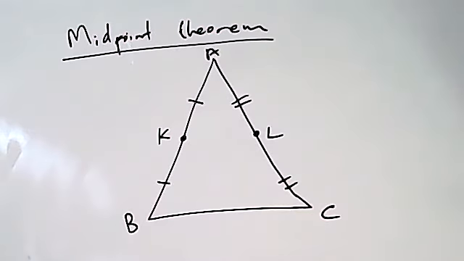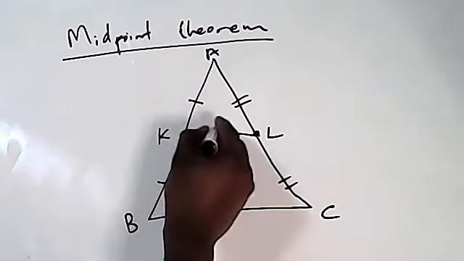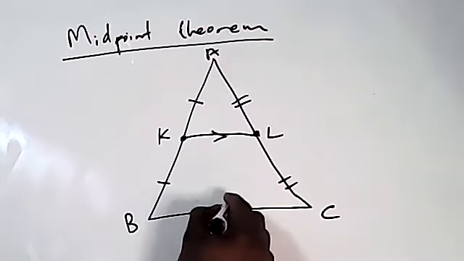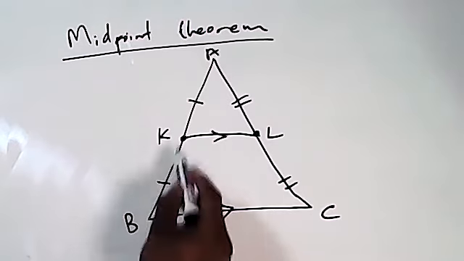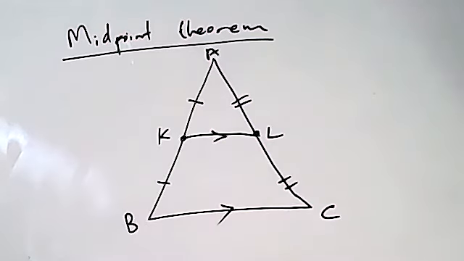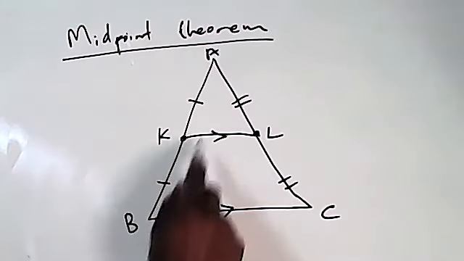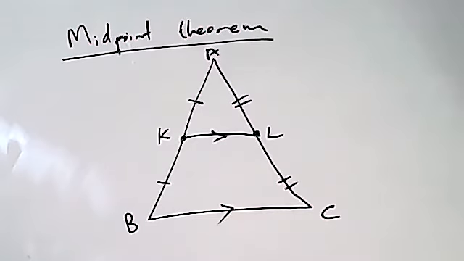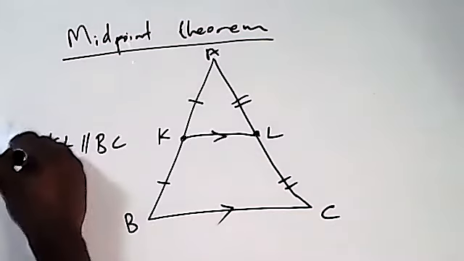So what the midpoint theorem is basically saying is that if we connect these two midpoints, this line is parallel to that line. That we can see, right? That is what the midpoint theorem is saying. That's the first thing it is saying. Only if it's a midpoint, if you connect those two, then they are parallel.